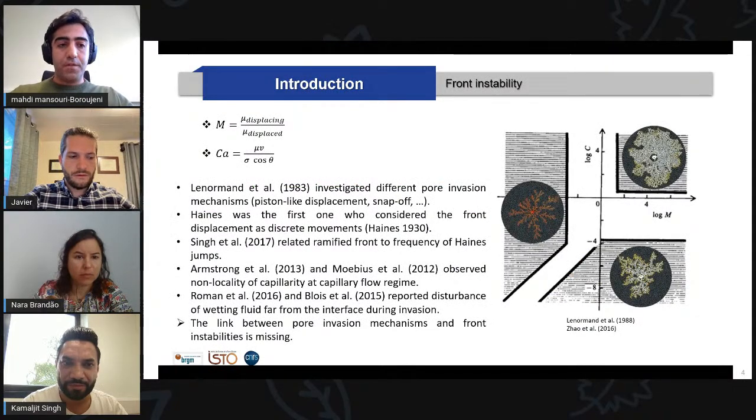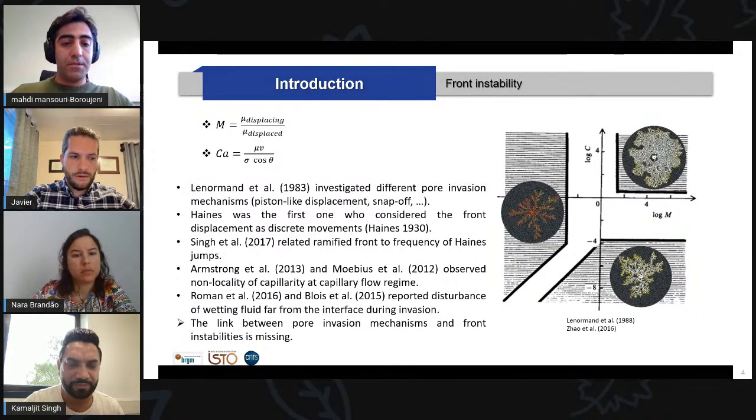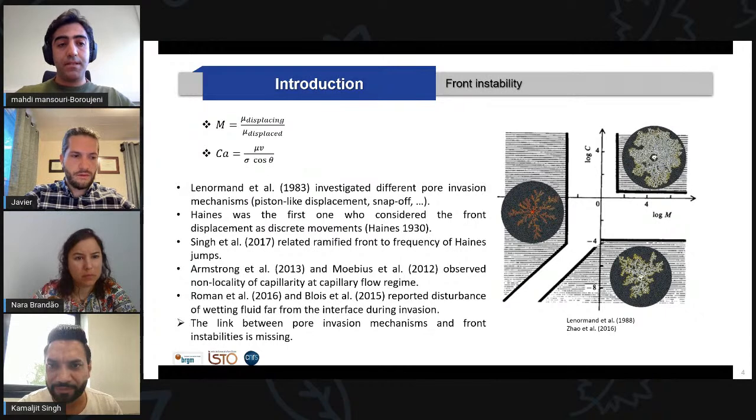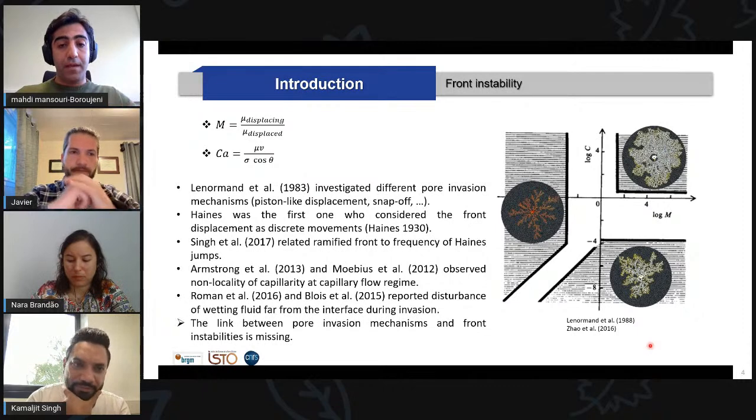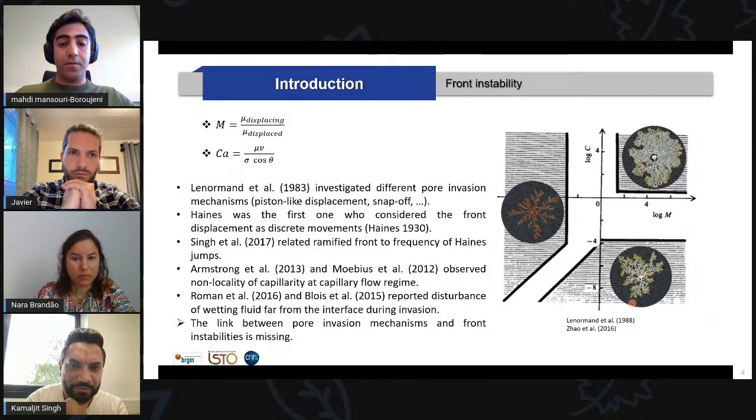Lenormand et al. were the first to categorize different front stabilities based on two dimensionless numbers: the mobility ratio, which is the ratio of the viscosity of the displacing phase to the viscosity of the displaced phase, and the capillary number, which is the ratio of the viscous forces to the capillary forces. They distinguished three different flow behaviors: the stable front displacement, capillary flow regime, and viscous flow regime.